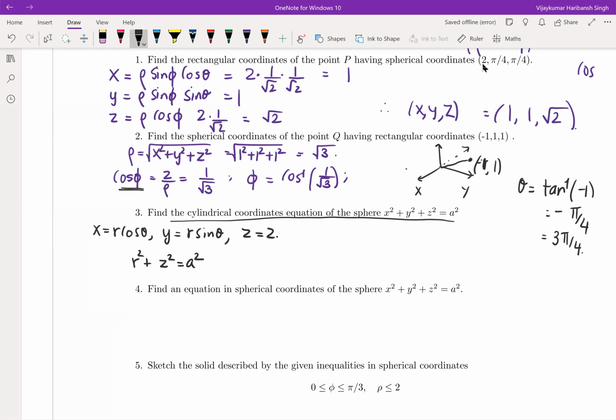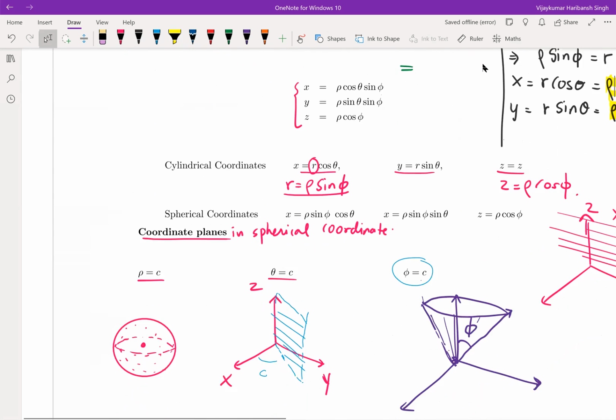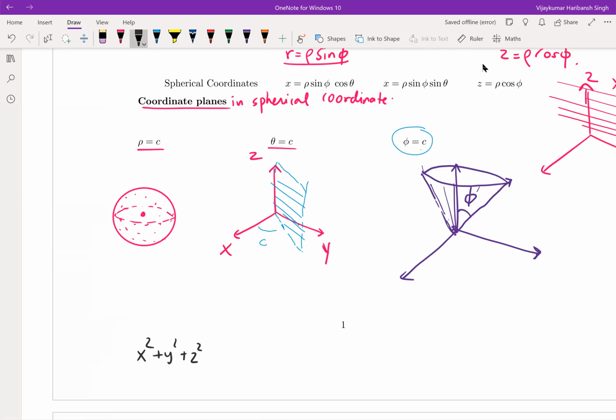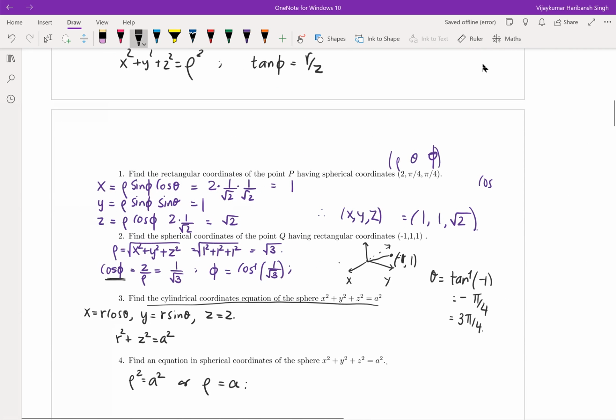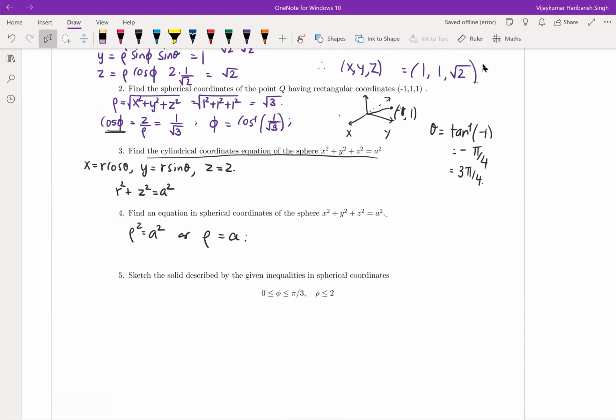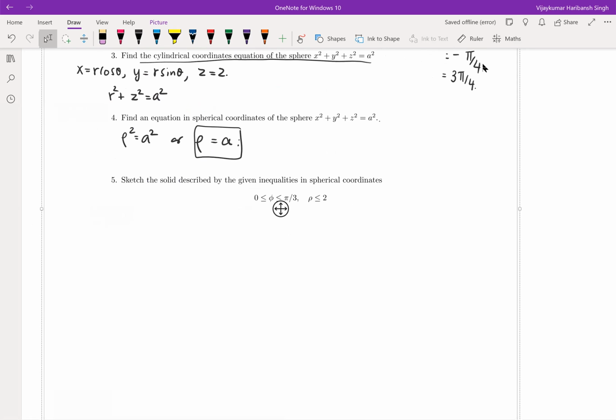What is the equation of the sphere in spherical coordinates? We already saw the connection that x squared plus y squared plus z squared equals rho squared, and tan phi is r by z. So we get rho squared equals a squared, or if you take rho to be positive, rho equals a. So this is the equation of your sphere in the spherical coordinates. So it's basically a coordinate plane. Very nice, beautiful representation. Now sketch the solid whose inequalities in spherical coordinates are given by 0 less than or equal to phi less than or equal to pi by 3, and rho less than or equal to 2.